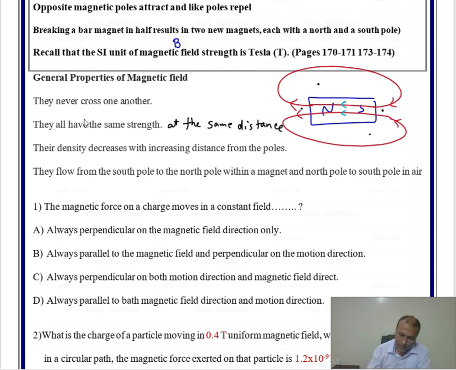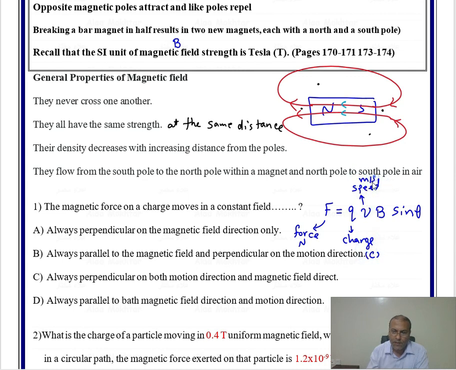The first question: the magnetic force on a charge moving in a constant field. F equals Q V B sine theta. F is a force measured in Newton. Q is a charge measured in Coulomb. V is velocity or speed measured in meters per second. B is a magnetic field in Tesla, and theta is the angle between V and B.